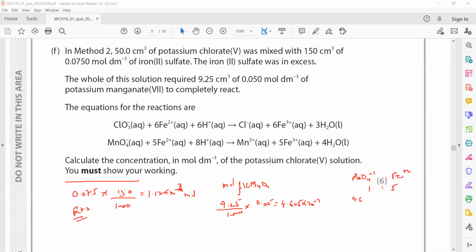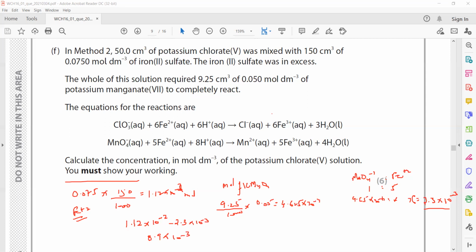So if we have 4.65 into 10 power minus 4, then this will be x. So this will give us the moles of iron 2 which does not react with chlorate ion. That x will be 2.3 into 10 power minus 3. These are the moles. Then how to know how many moles have reacted? So subtract the original one, 1.2 into 10 power minus 2 minus 2.3 into 10 power minus 3. That will give the moles of iron which are reacted, which is 8.9 into 10 power minus 3.